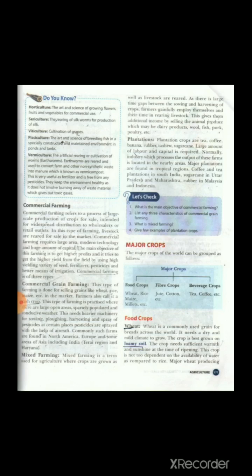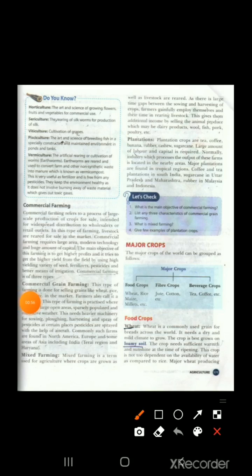Now subsistence farming is further classified into intensive subsistence farming and primitive subsistence farming. Again, primitive subsistence farming is divided into two categories, shifting cultivation and nomadic herding. Now the second one is commercial farming. Commercial farming is classified into three categories: commercial grain farming, mixed farming and plantation. Now in today's video, we will study the major crops.